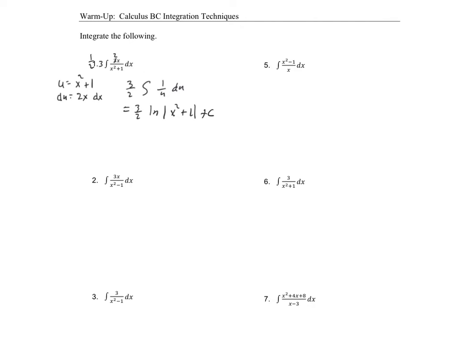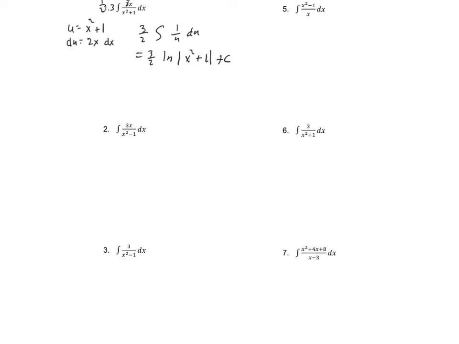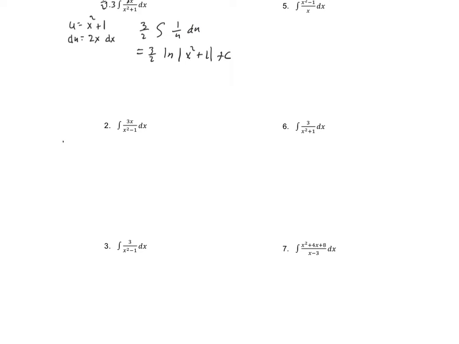Okay, so then how is that going to be different in the next one? Well, based on our rules, it shouldn't be. I've got my x squared minus 1, my du is 2x dx. I'm going to pull out the 3. I need a 2, counter with a half. So I still have 3 over 2, 1 over u du, which is going to be 3 over 2 natural log absolute value x squared minus 1 plus c.